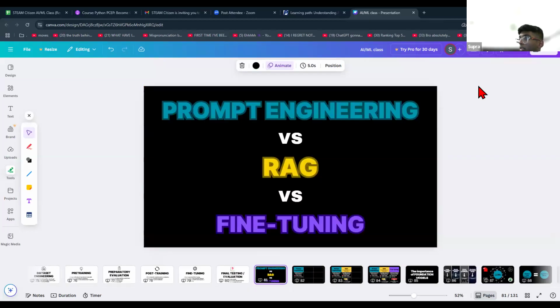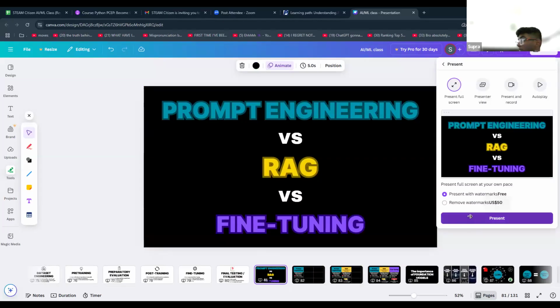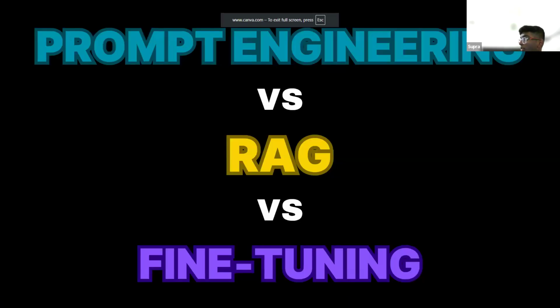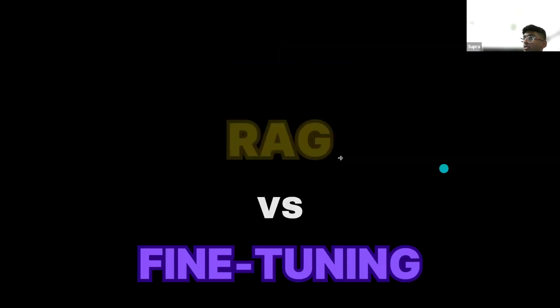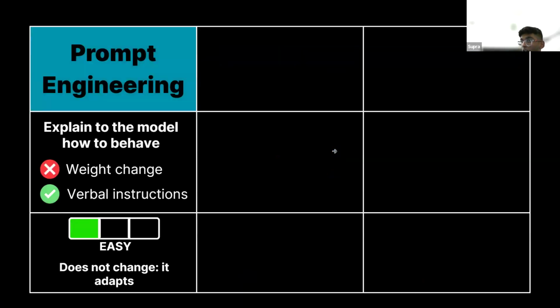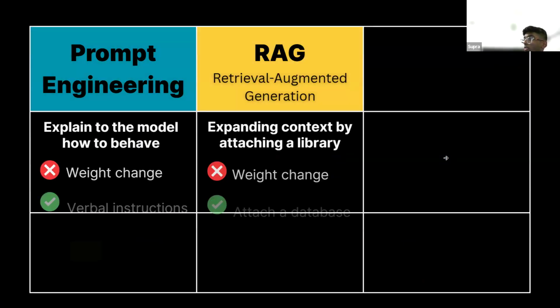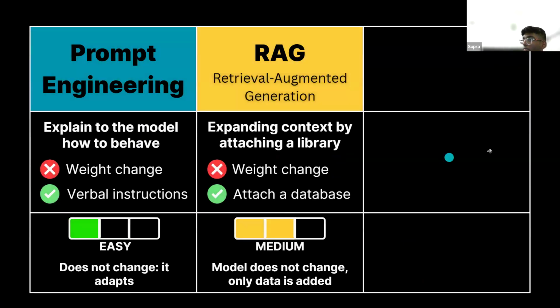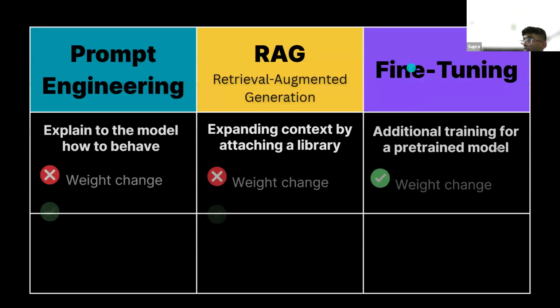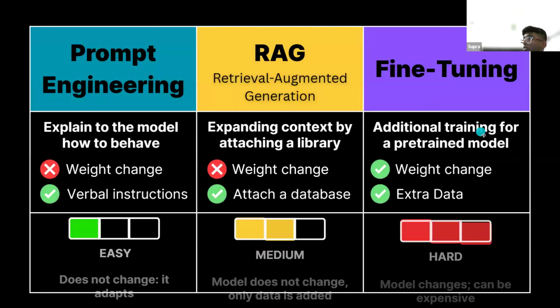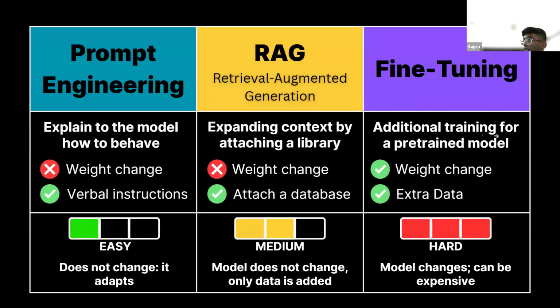Yesterday, I think we started about here. So we talked about what prompt engineering, RAG, and fine tuning are. Prompt engineering is just explaining to the model how to behave using verbal instructions. RAG is expanding the model's knowledge by adding a library. And fine tuning is additional training for a pre-trained model to make it better suited for a specific industry.